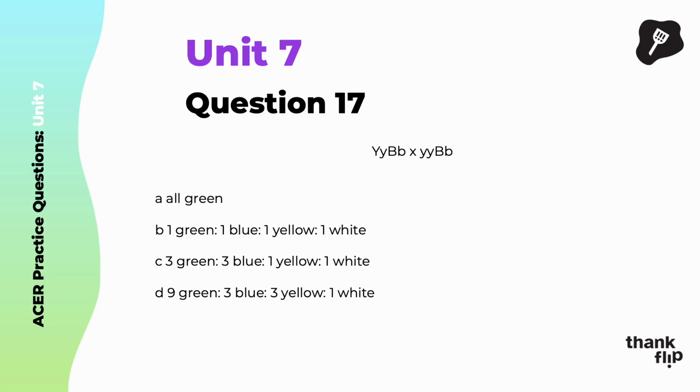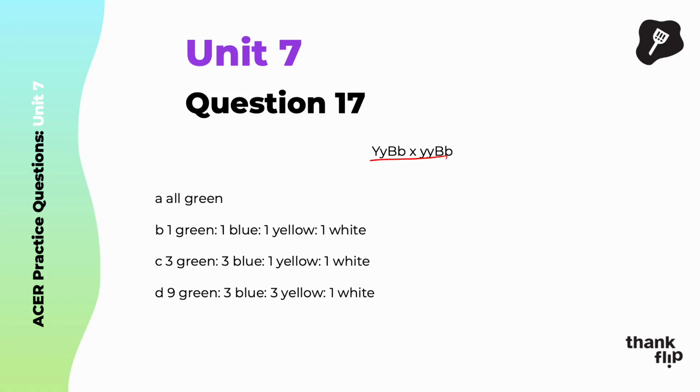Question 17 is asking us about a Punnett square, essentially. Well, it's asking us to create a Punnett square. It's asking us what the phenotypic ratio of this particular cross would be. And in order to find out the phenotypic ratio, you need to find out the genotypic ratio. And for this, you need to do a Punnett square.